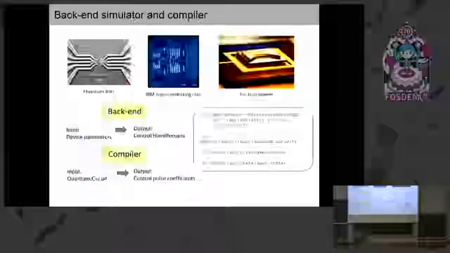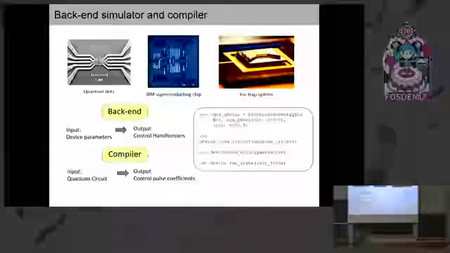Now, with this pulse level control and noise, you can basically characterize your chip. But then the part that connects the quantum circuit and the physics dynamics is what we call backend and compiler. This part is still under active development, where we aim to create different backend compilers for different common physics systems, like those that are commonly used for quantum computing.